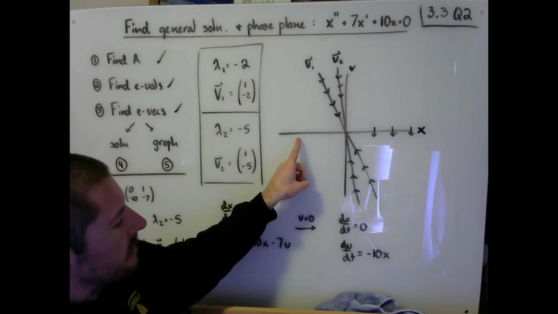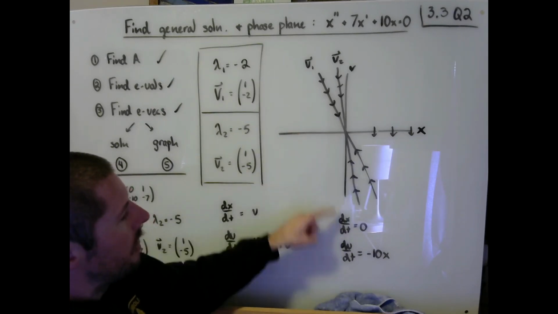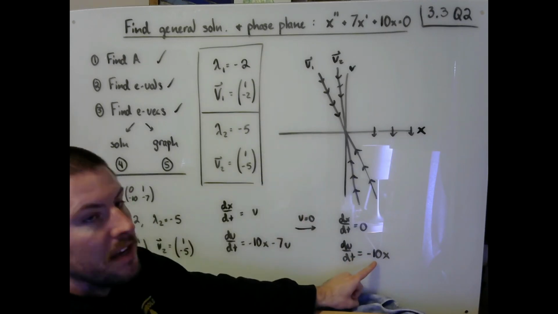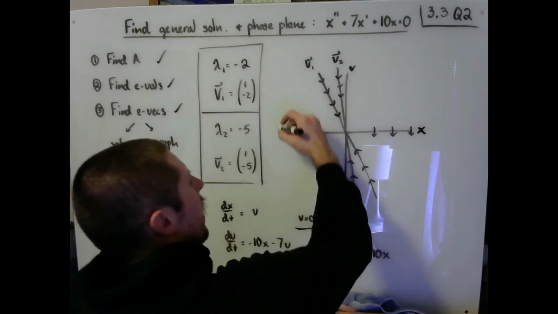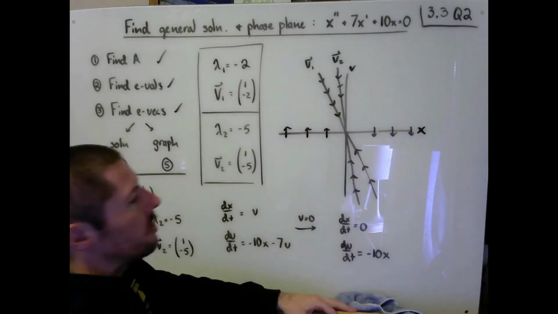If we're on the left side of the axis over here, then v is still 0. We're still not going to move left or right at all. But now that x is negative, our dv dt is positive. So we're only going to go straight up right here. So now I just have to convince myself of what all the rest of these trajectories look like.